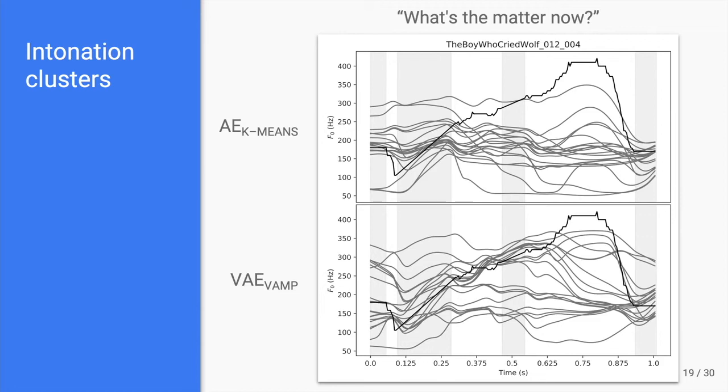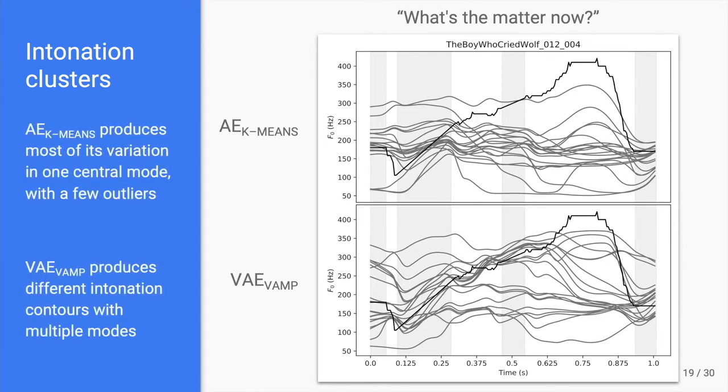In order to give you a more qualitative view of all of the variation produced by my system, this plot shows all 20 pitch contours for the sentence, "What's the matter now?" The top plot is for a baseline. This is a 2-stage approach. Please see the paper for more details. And the bottom is our system, VampPrior. For the top system, you see a lot of clustering around one central mode, with quite a wide range, but not different behaviors. On the bottom, we see a wide range, but over multiple different modes.